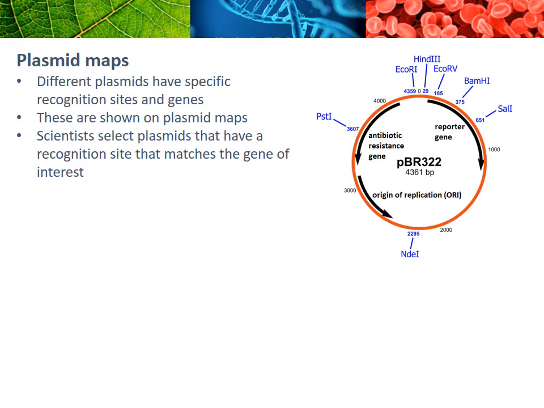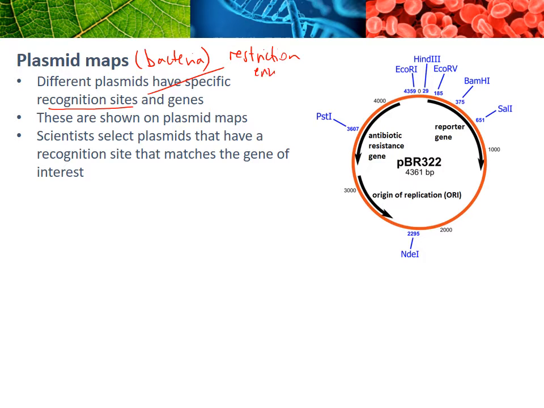Remember, plasmids are bits of DNA that are found in bacteria. There are lots and lots and lots of different types of plasmids. Different plasmids will have different genes and will have different recognition sites for specific restriction enzymes.